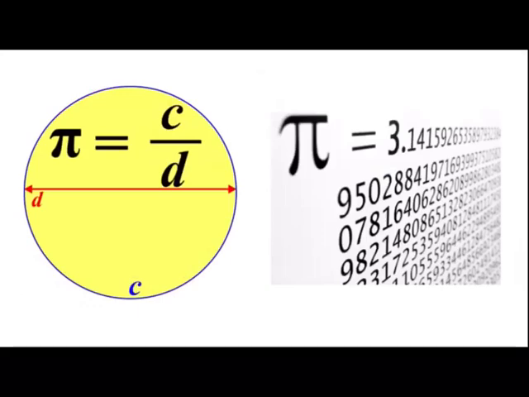The pi on the left is an example of why pi exists. So take the blue circle, that's C, and divide by the red line, that's D. So take the circumference divided by the diameter, that's pi. It works for all circles, small circles and big circles.